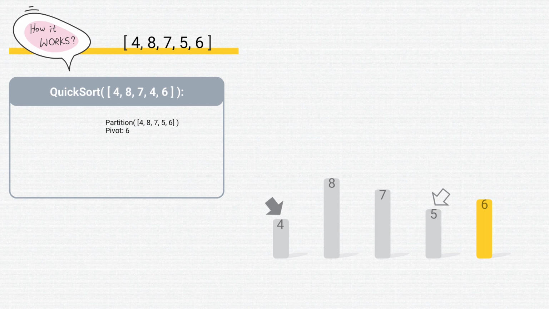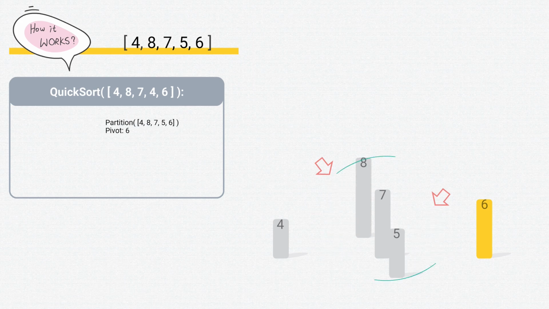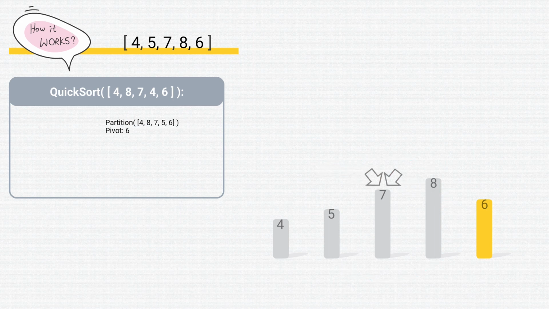Left pointer works first. It points to 4. 4 is smaller than pivot 6, so it moves to the right for one step. Now it points to 8. 8 is larger than pivot 6, so it alarms and freezes there. Now the right pointer starts to work. It points to 5. 5 is smaller than 6, so it alarms and freezes there. Now we check if the left pointer crossed the right pointer. The answer is no. So we swap the two values, 8 and 5, and both pointers move for one step.